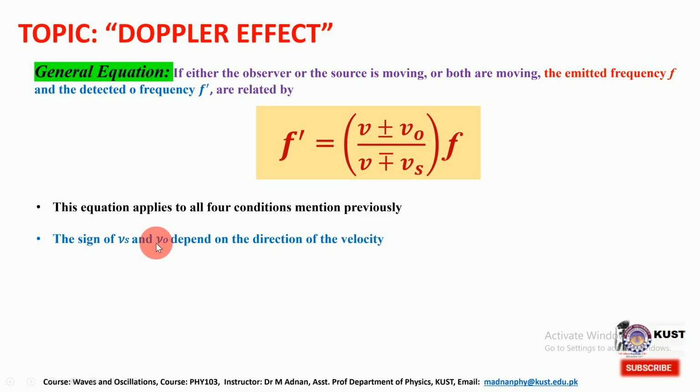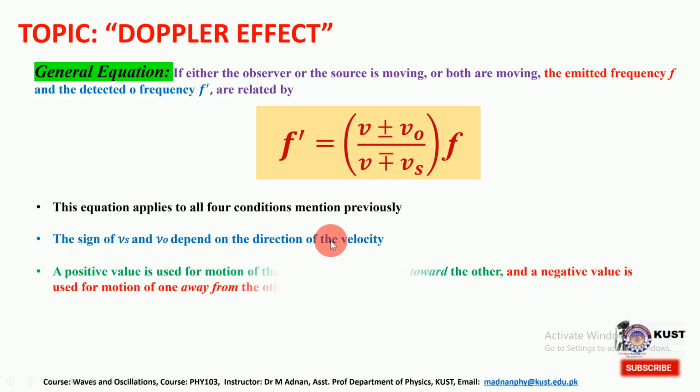Also the sign of Vs and V naught, that is, Vs represents the speed of the source and V naught represents the speed of the observer, depends upon the direction of their velocity, as we have discussed, whether they are moving towards each other or moving away from each other. So in that situation we need to take care of the negative and positive signs in this equation.